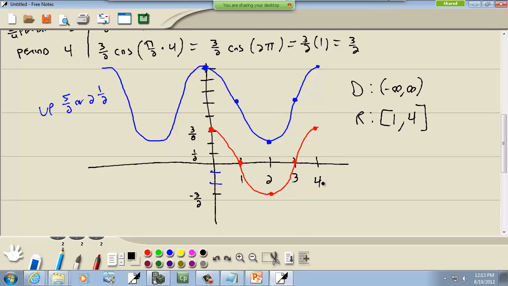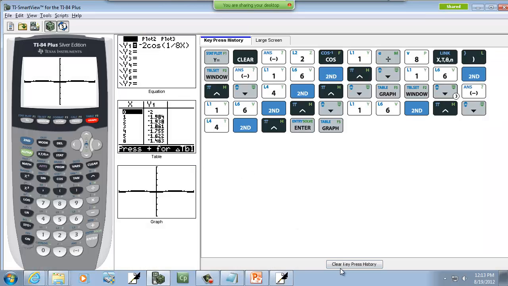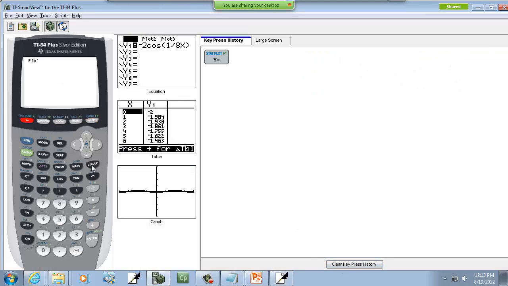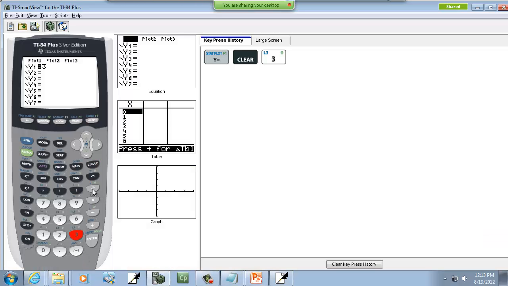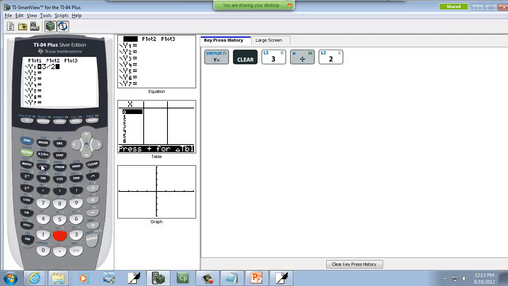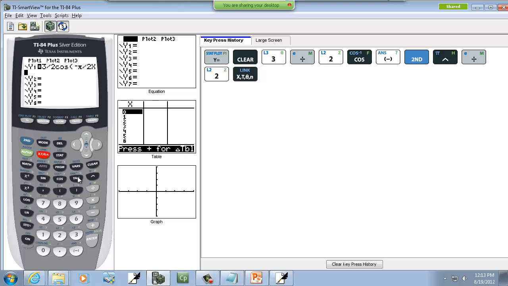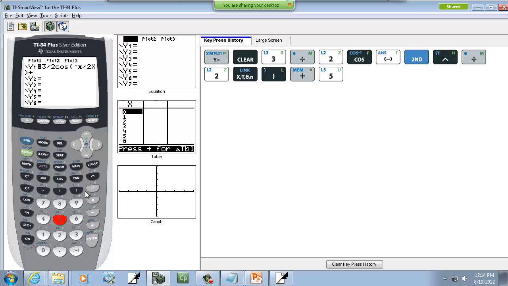Now let's graph this in the calculator. Okay, so I'm going to go to my y equals, clear, and I got 3/2, so 3 divided by 2, and then cosine of negative pi over 2, so negative, second caret for the pi divided by 2 x, closing parentheses, plus 5/2. That's 5 divided by 2.